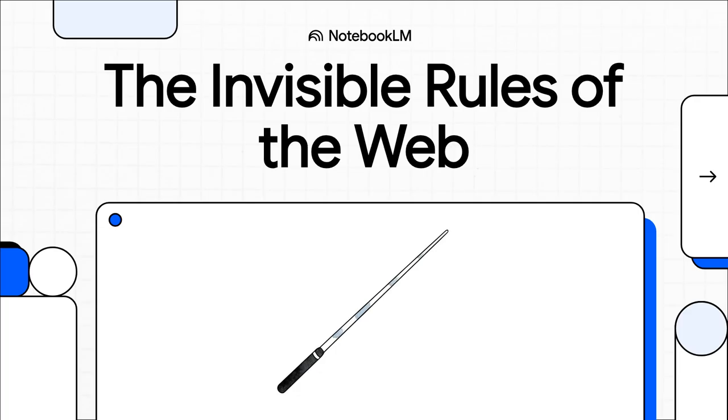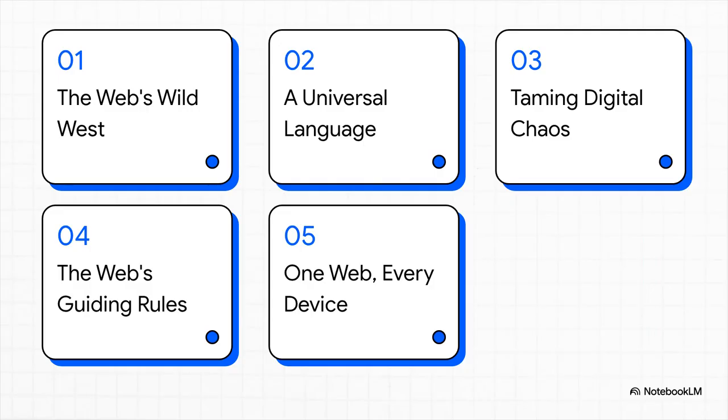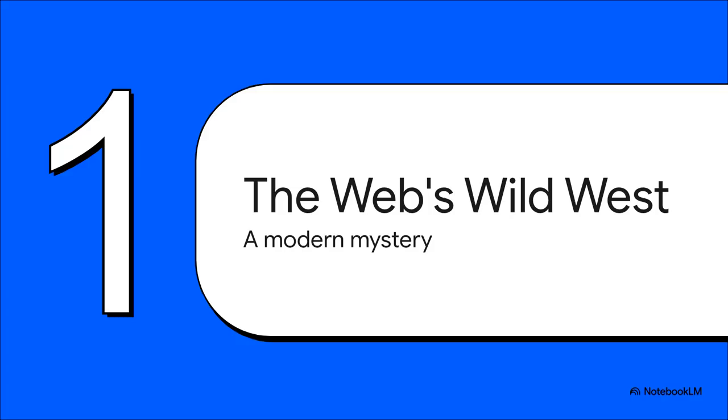And that's what we're going to do in this explainer. We're pulling back the curtain to see exactly what those rules are. So here's our game plan. We'll start in the chaotic early days of the web, the real Wild West. Then we'll see how a universal language started to bring some order. After that, we'll dig into how that chaos was finally tamed with a set of guiding rules. And finally, we'll see how that big idea created the single, unified web we all use across every single one of our devices today.